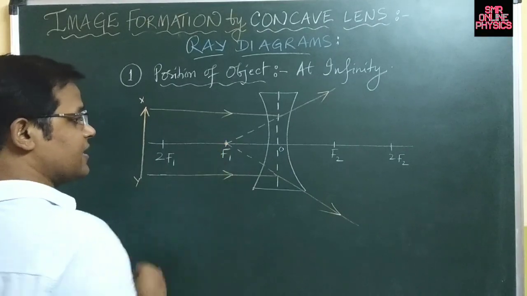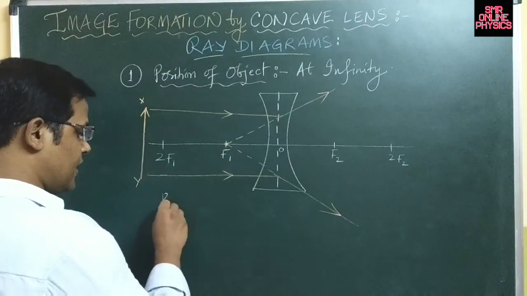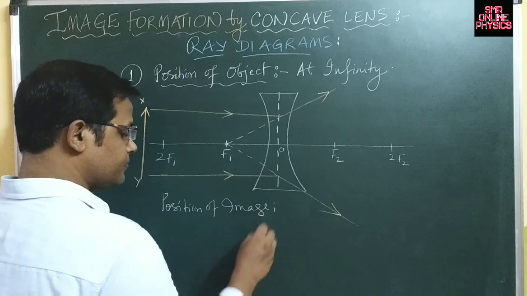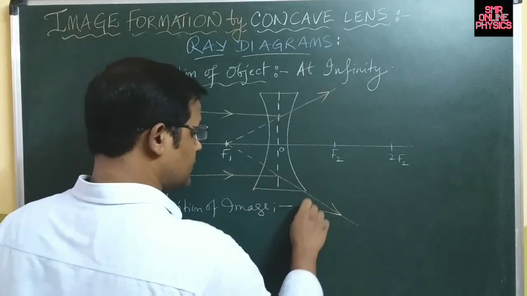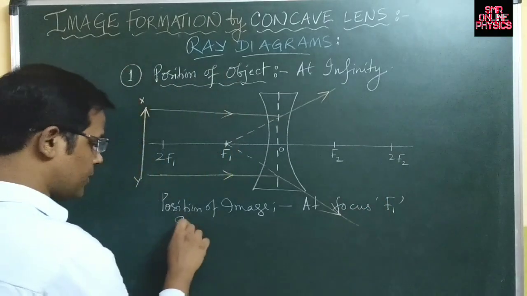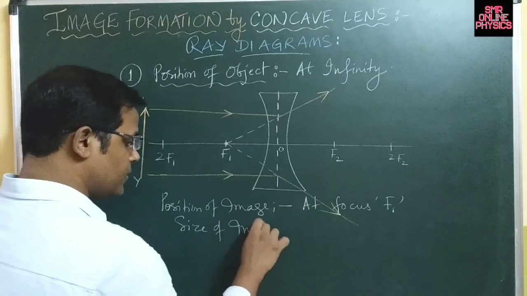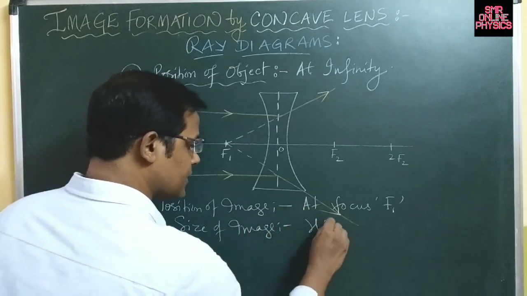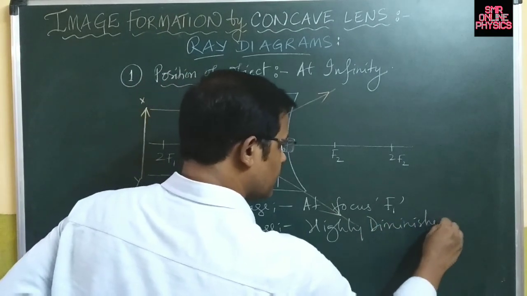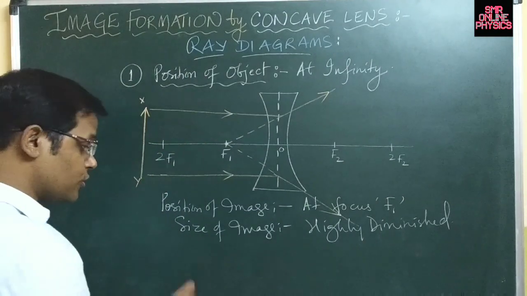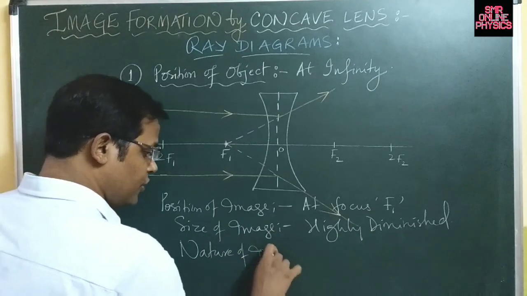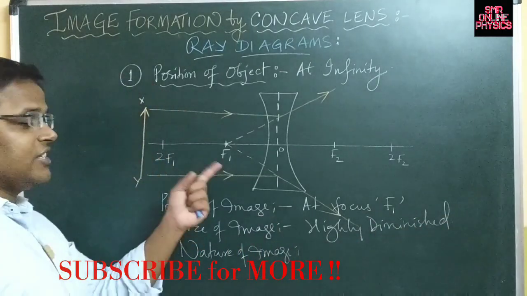An extremely pinpointed size image is formed. So we can write the position of the image formed. It is definitely formed at the focus F1. What about the size of the image? Definitely you will see that it is highly diminished, which is very similar to the first case of convex lenses also. And the nature of the image, yes, you can easily see it from the diagram. I'm very sure if you're following my class carefully, it's very easy to identify.